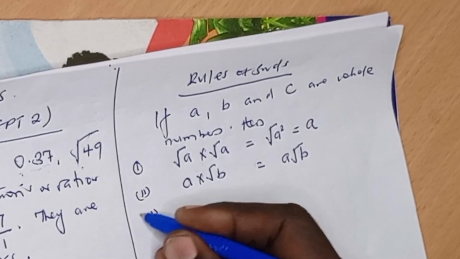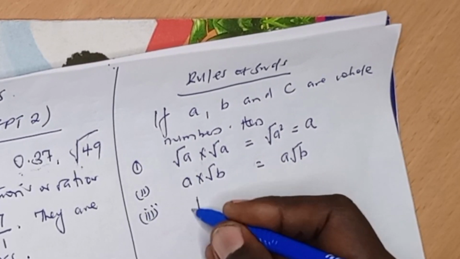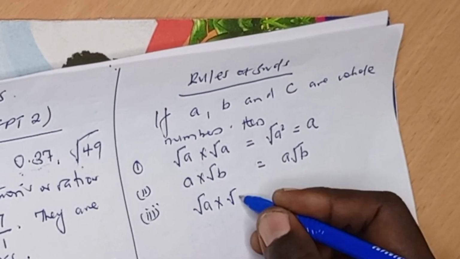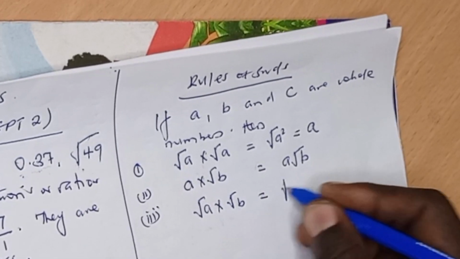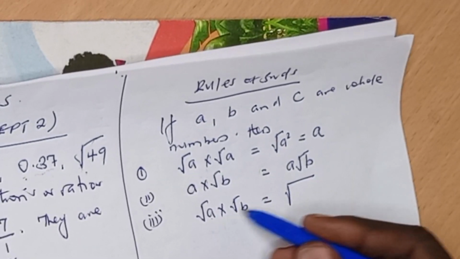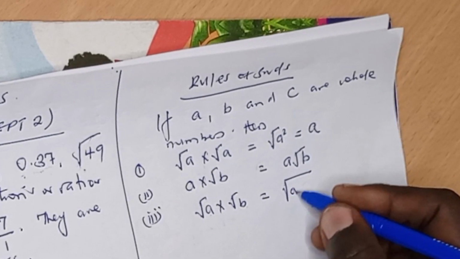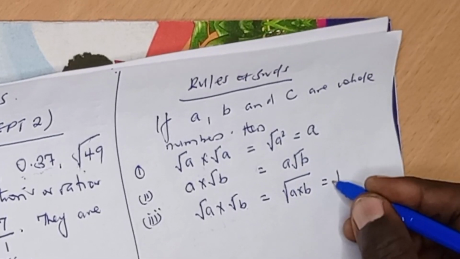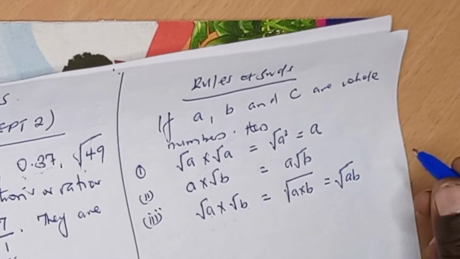The third one can be root of A times root of B. This is going to be root of, then the A will multiply the B, which is A times B, which is the root of AB.